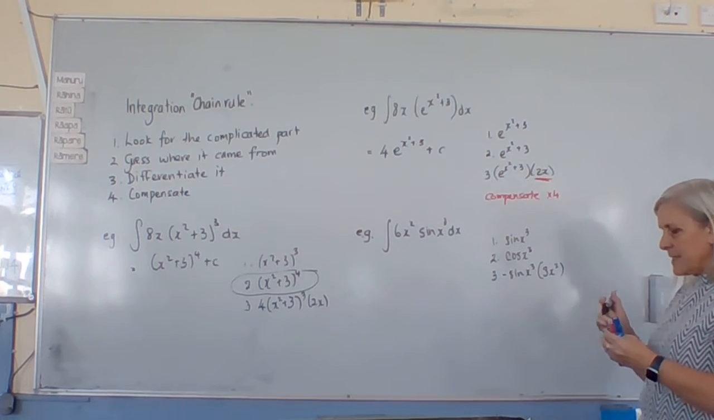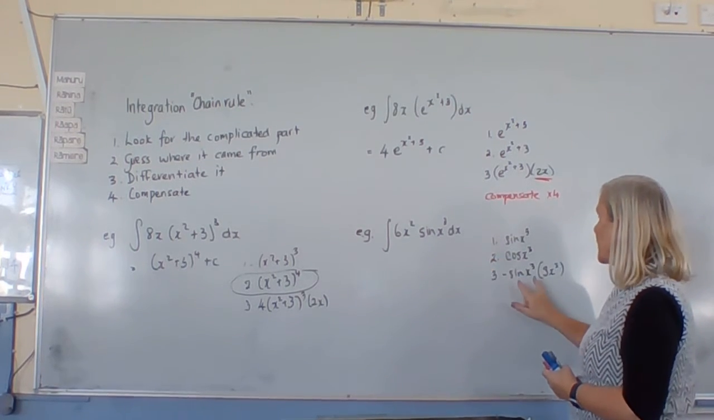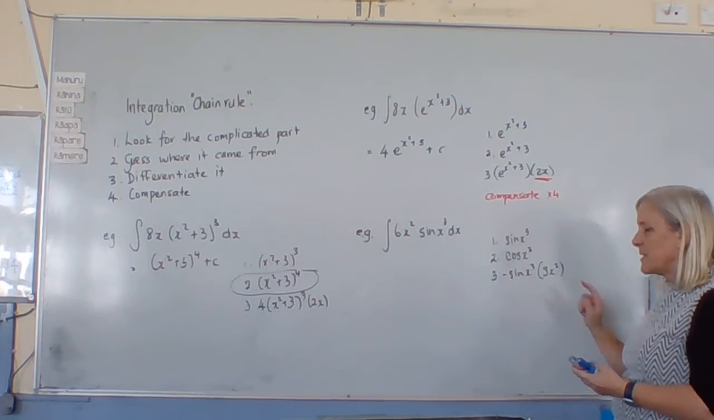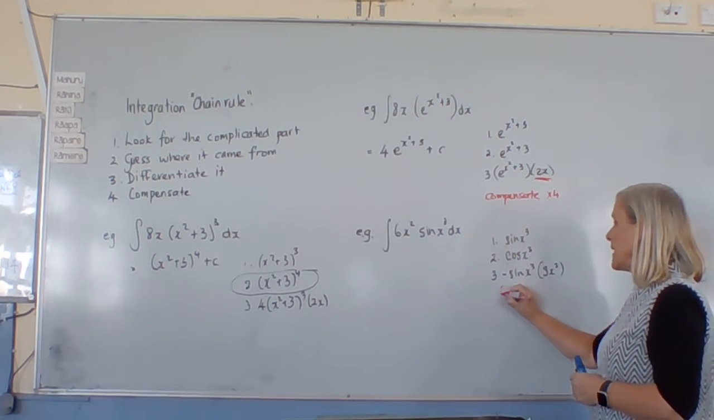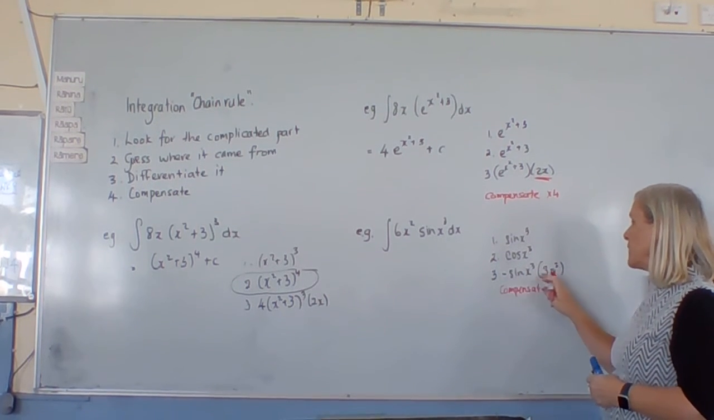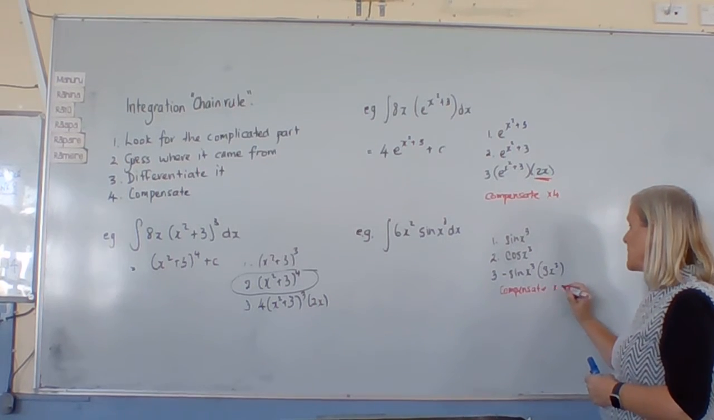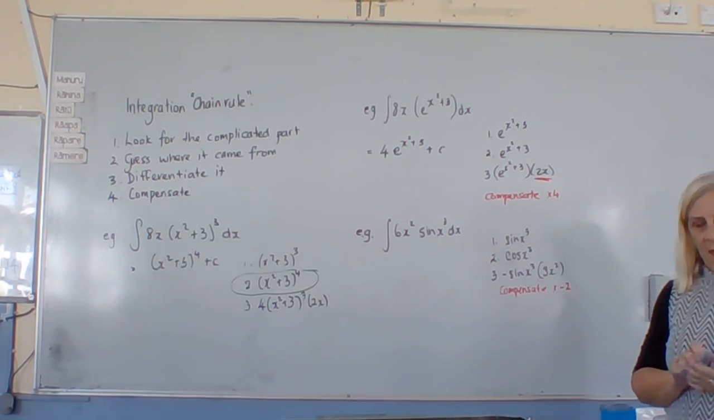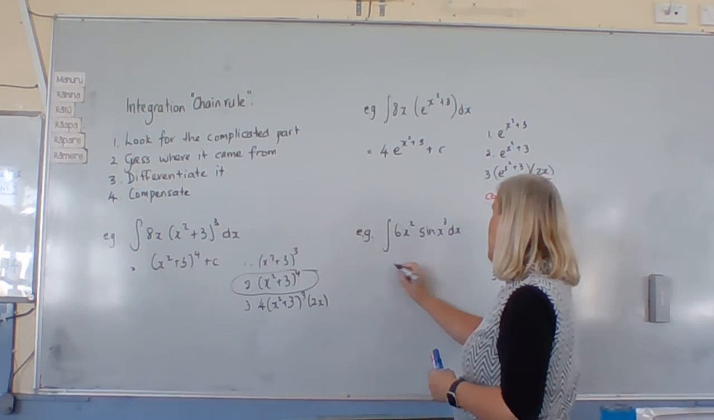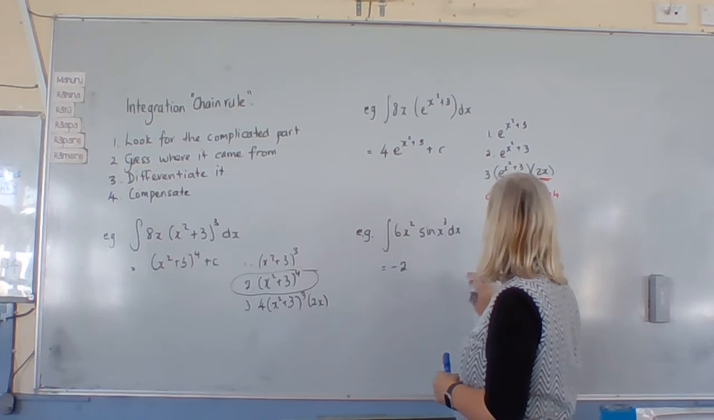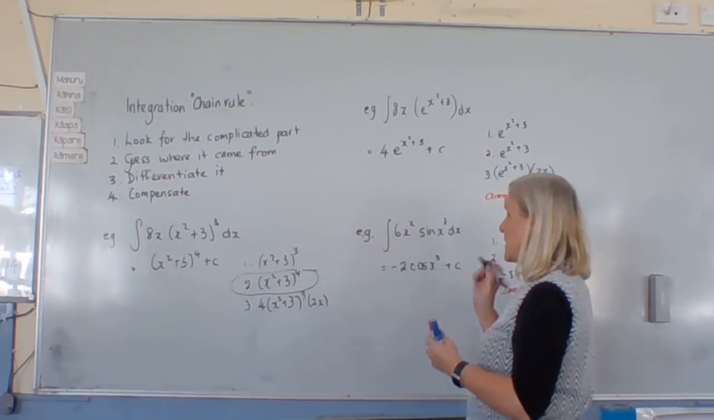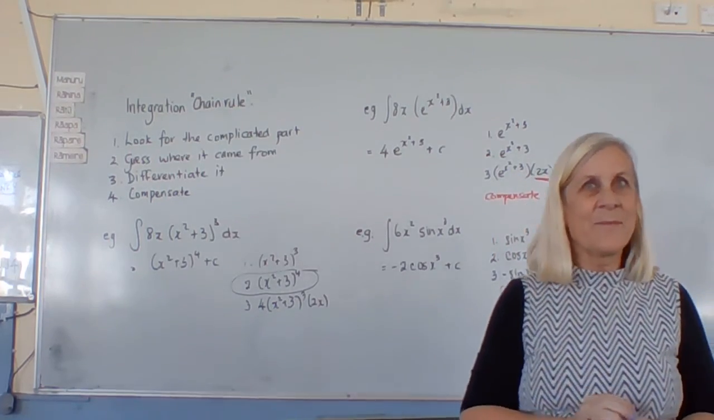We're now comparing this to this. We've got a sine x cubed, we've got a 6x squared here, and a negative 3x squared here. So to compensate, we need to multiply negative 3 to get 6 times negative 2. And that will give us, so that's our guess, we're multiplying by that in order to get this as our answer. So -2, our guess, cosine of x cubed plus c. Okay? Well done.